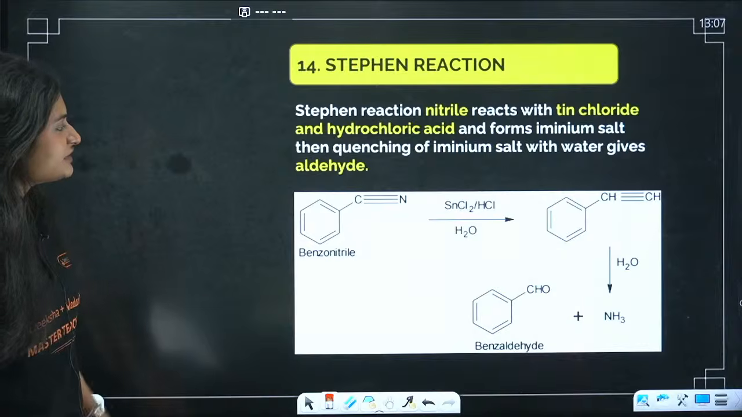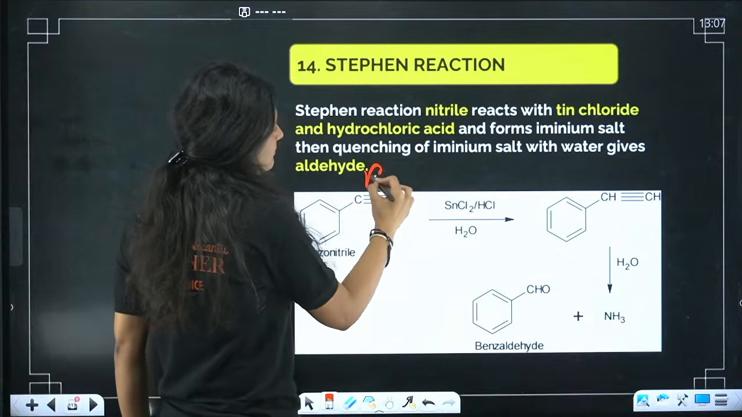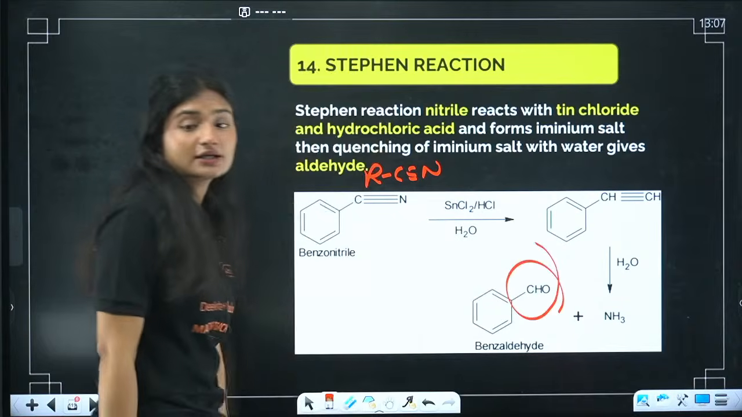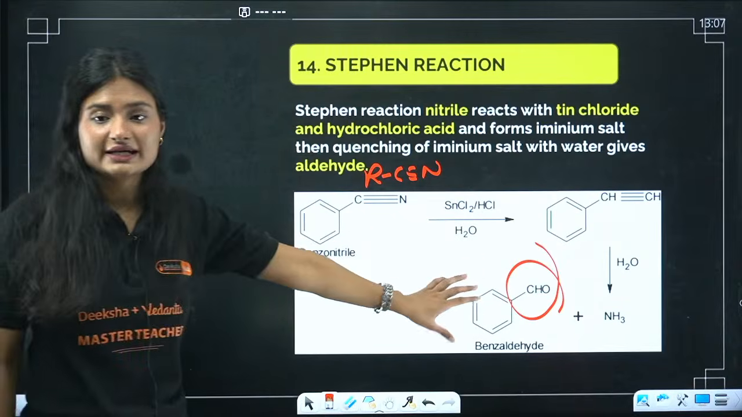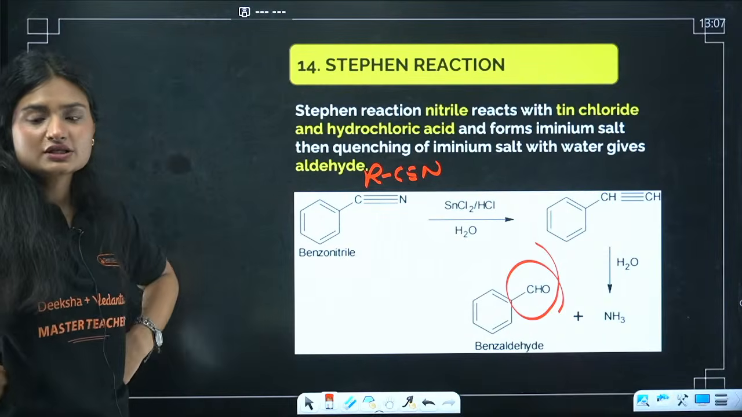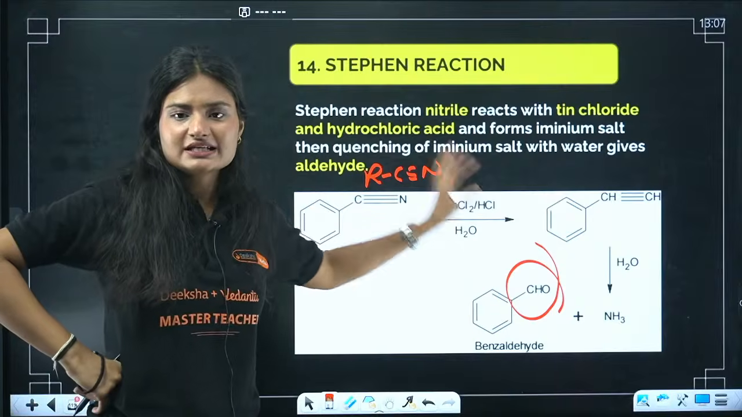Stephen reaction again: any nitrile compound you have gets converted into aldehydes. Conversion of nitrile compounds into aldehydes uses the reagent SnCl2 in HCl. That is your reagent. Nitrile compound gets converted into aldehyde. That is your Stephen reaction.